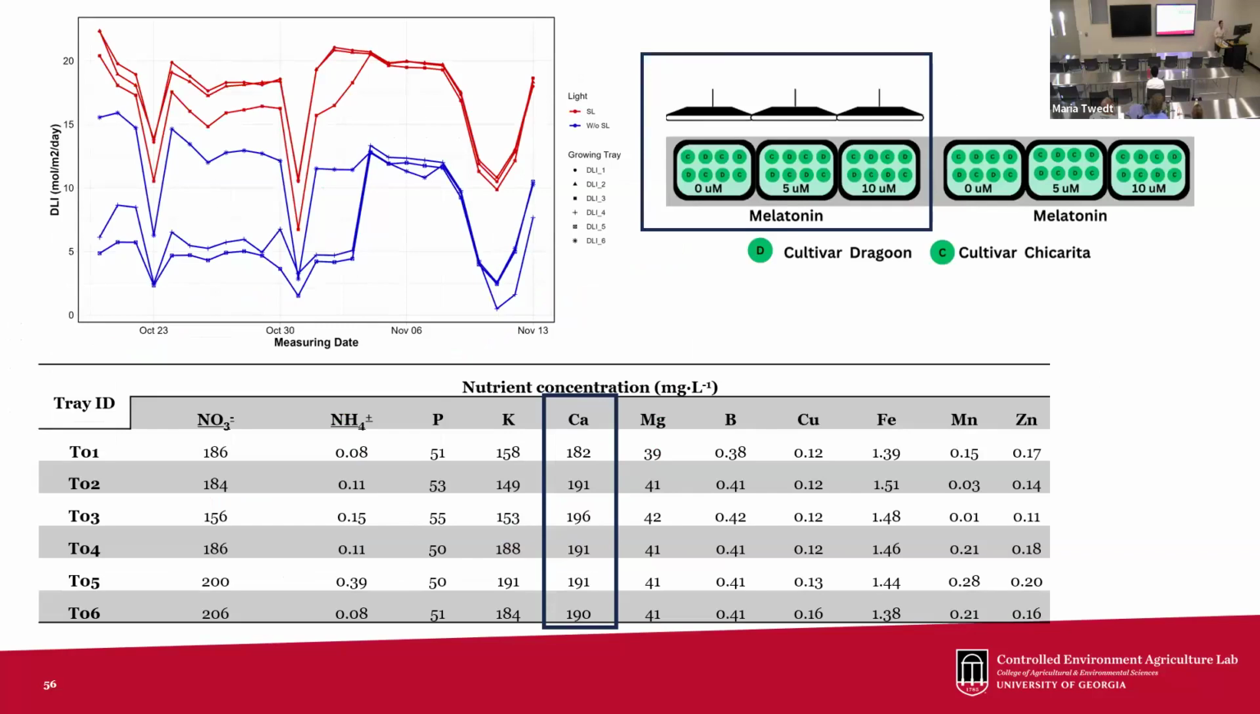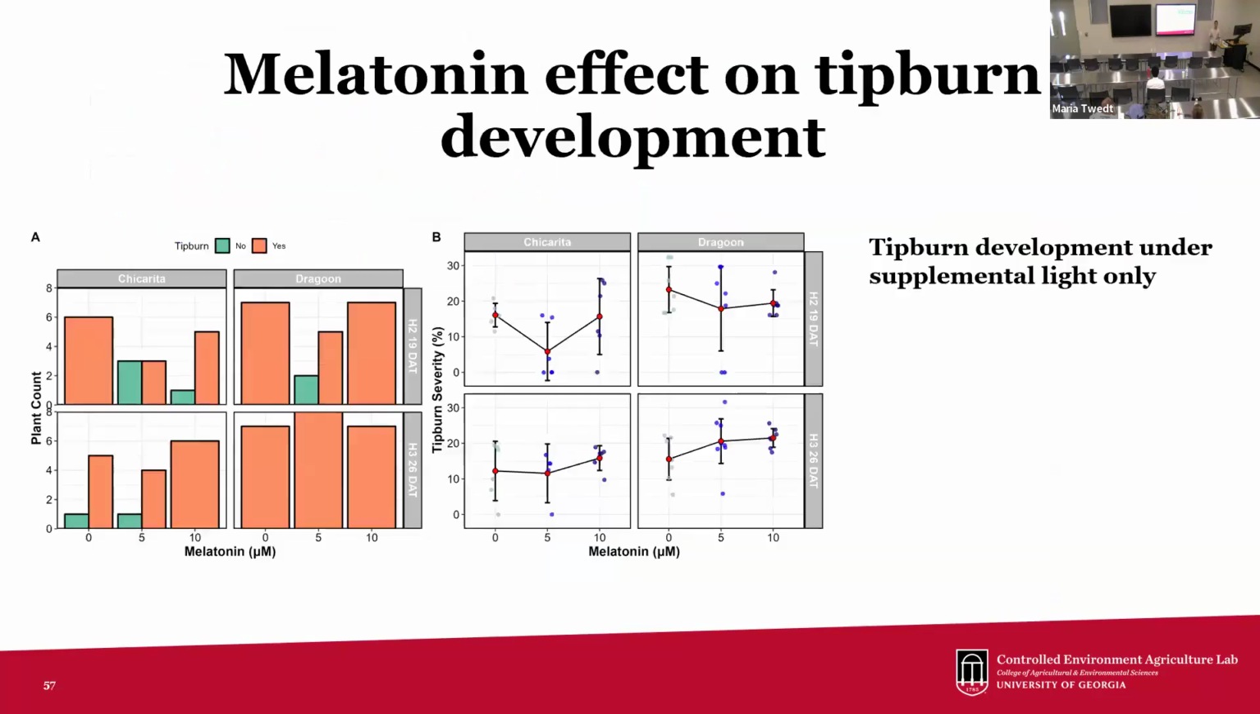Now, I want to highlight this slide, considering that for the nutrient concentration in the table at the bottom, all 6 trays have the same calcium concentration. However, on top, we can see the summary of the DLI for all the growing trays. And as you can see in red, the trays that grew under supplemental light had a considerably higher DLI than the plants that didn't grow with supplemental light on top, and only the trays with the higher DLI were affected by tipburn development. So basically, the tipburn was not related to the calcium concentration, but instead to an environmental response.